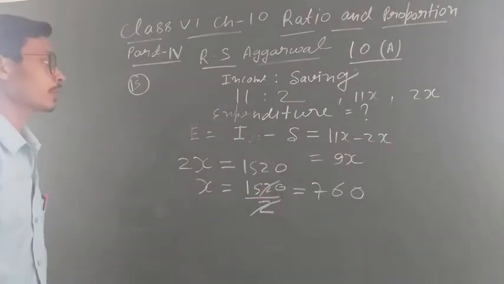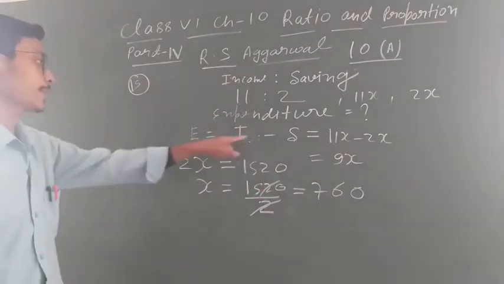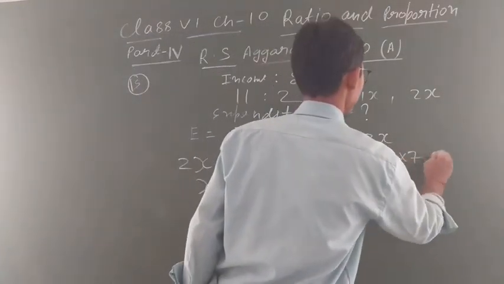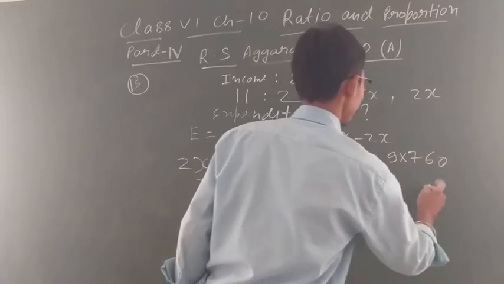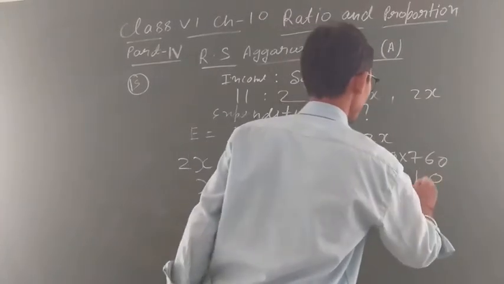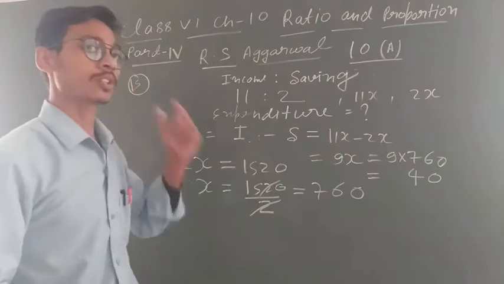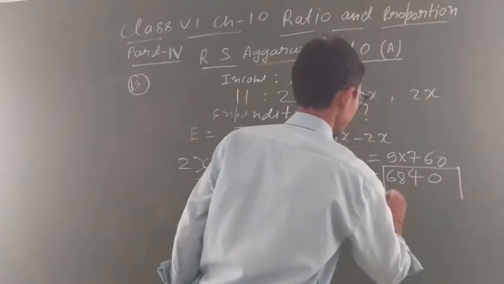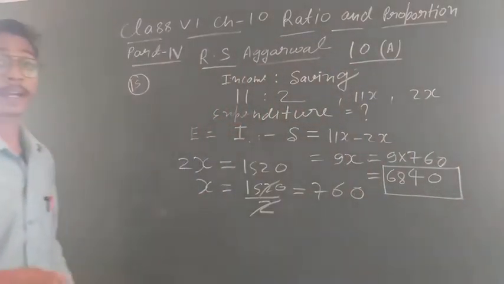And you have to find the expenditure, students. So your expenditure is 9x. Look, very easy: 9 multiplied by 760. 9 times 6 is 54 and 9 times 7 is 63, 63 plus 5 is 68. So 6840 is your expenditure.